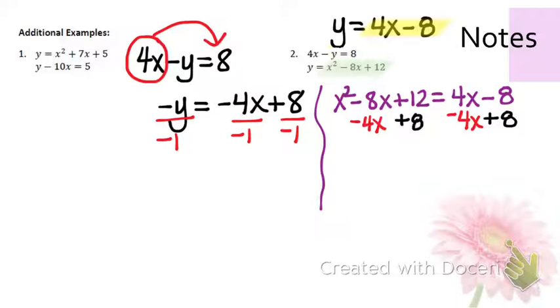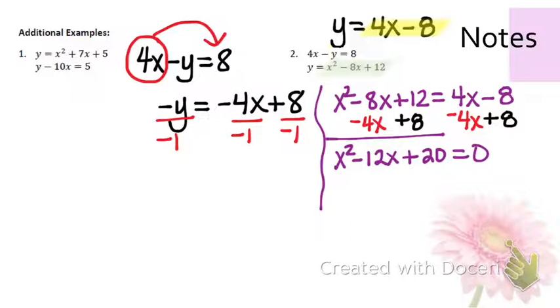Good job. So when you do that, what does this give you? What's your quadratic over here? X squared minus 12x plus 20 equals 0. So who made it to that? Okay, good. So now this needs to be factored down.